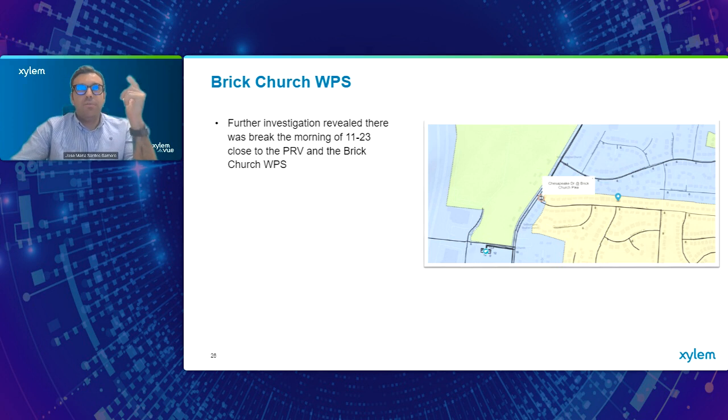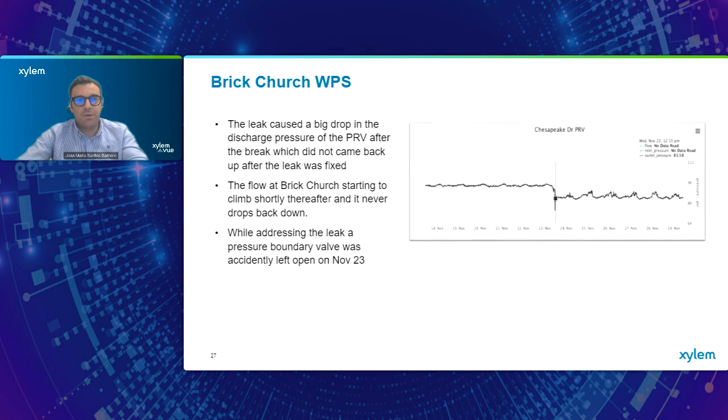Further investigation here revealed that on the morning of the 23rd of November, there was also, let's say, a leak around the BRV. The leak caused a big drop in the discharge pressure of the BRV after the break.